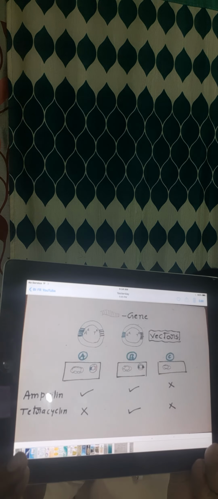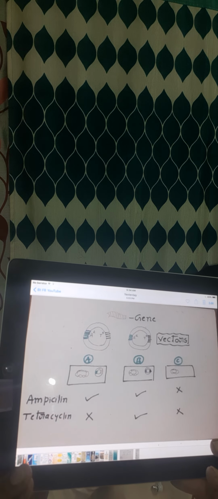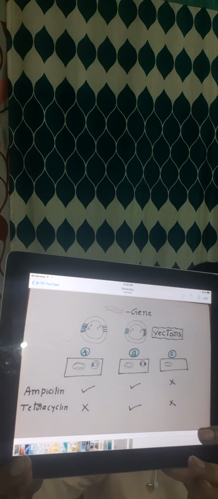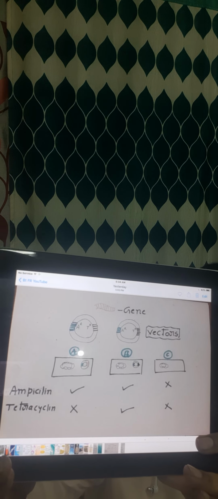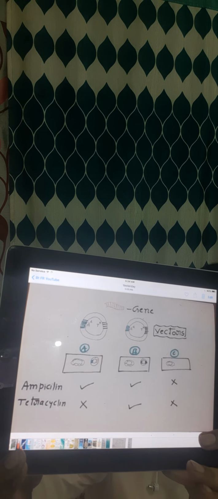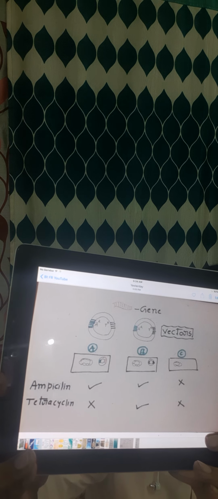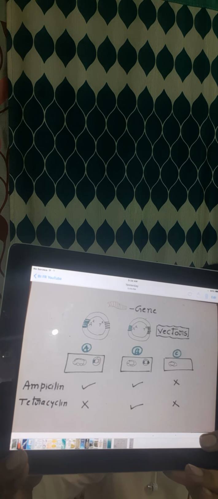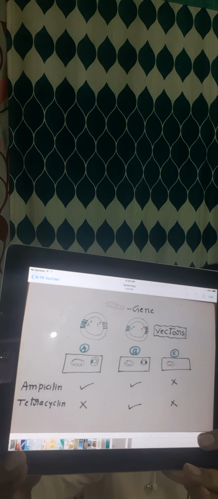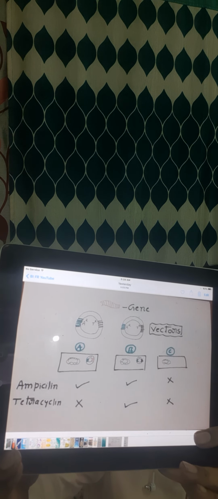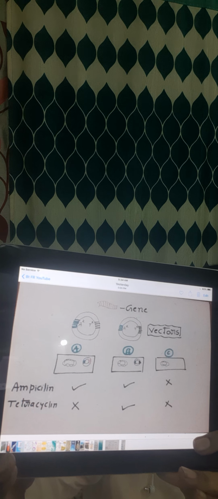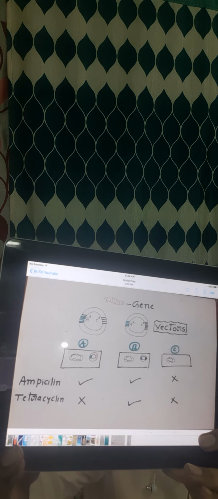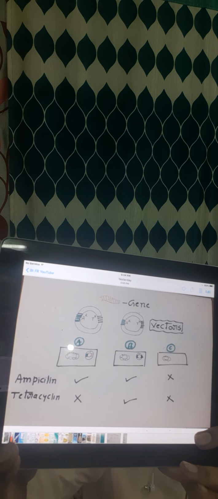You see in case of the first diagram A, second diagram B and C. In case of A and B, both are transformants and C is a non-transformant. In case of A, we can expect recombinants as well as non-recombinants. In case of B, we can expect non-recombinants but not recombinants, because the tetracycline resistant gene got inactivated. And non-transformed cells will not survive in case of C.